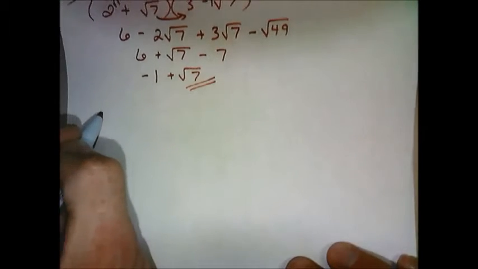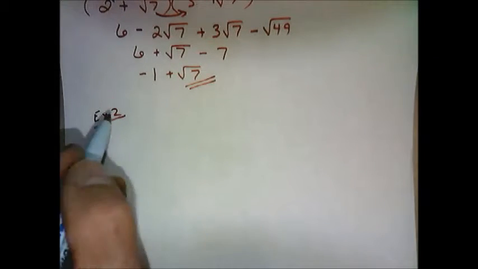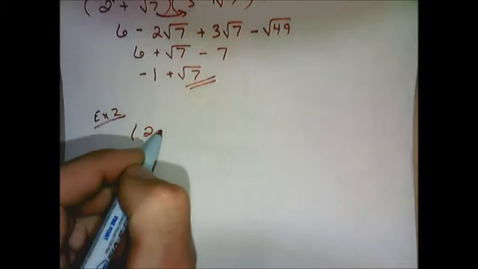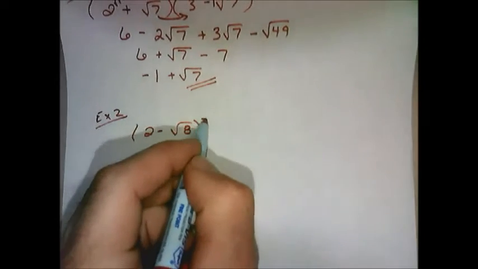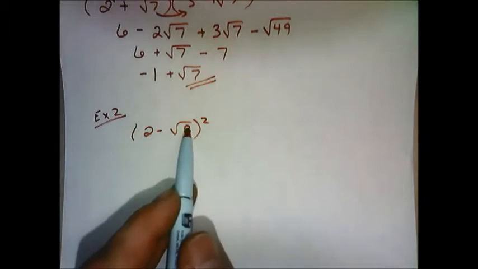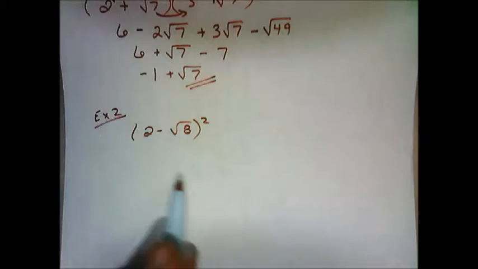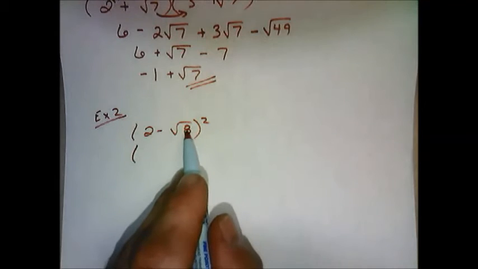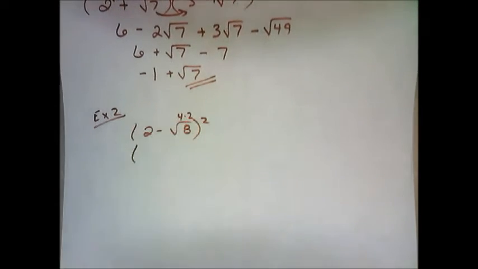Now in example 2, we're going to set it up slightly different, but we're going to do basically the same thing. Here we're going to take 2 minus the square root of 8, and we're going to square it. So there's a couple of things that we should see happening here. We can simplify the square root of 8, and we have this little 2 to work with. So let's simplify that square root of 8 to start with.